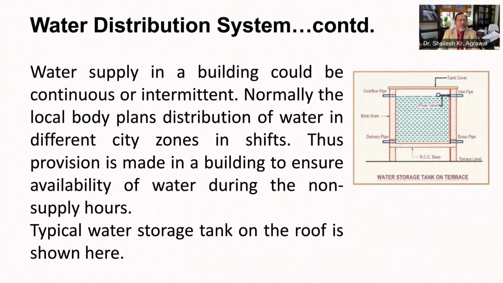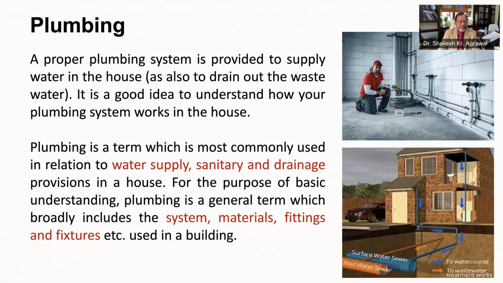Normally, the local body plans distribution of water in different city zones in shifts. Thus, provision is made in a building to ensure availability of water during non-supply hours. Typical water storage tank on the roof is shown on right hand side. A proper plumbing system is provided to supply water in the house as also to drain out the wastewater.